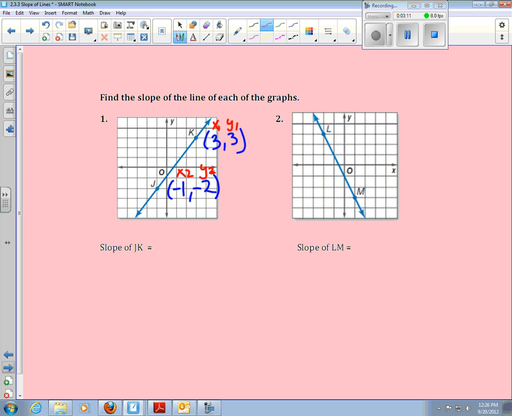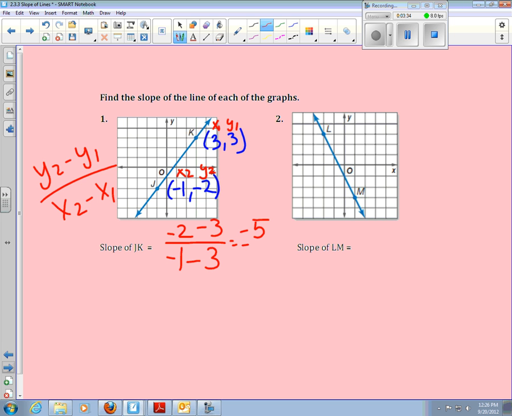All right, so let's plug into that formula. Remember, it's y2 minus y1 over x2 minus x1. So we plug in our y2, which is negative 2, minus our y1, which is 3, and then negative 1 minus our 3. Negative 2 minus 3 gives us negative 5, and negative 1 minus 3 gives us negative 4. Two negatives cancel out, and so our slope is 5 over 4. And we leave slope as an improper fraction.